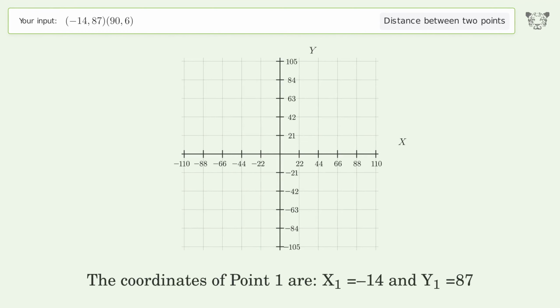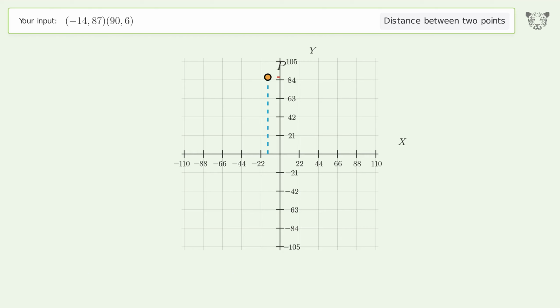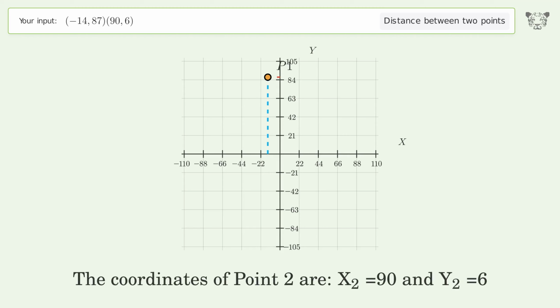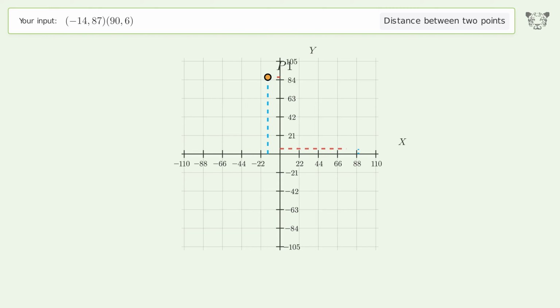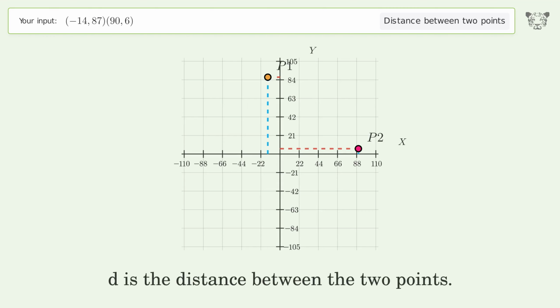The coordinates of point 1 are x1 equals -14 and y1 equals 87. The coordinates of point 2 are x2 equals 90 and y2 equals 6. D is the distance between the 2 points.